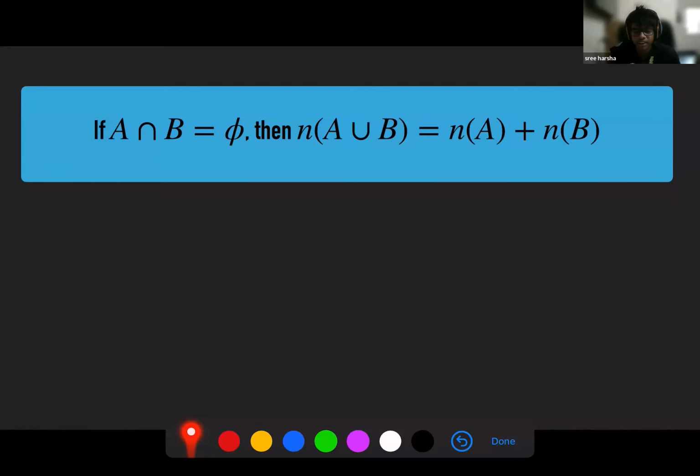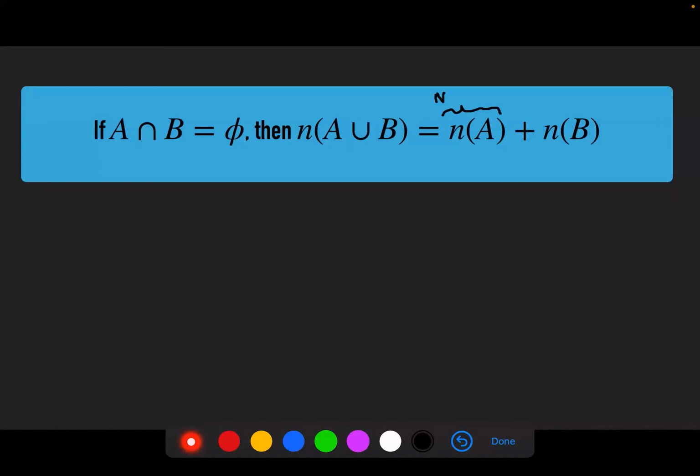Hey guys, A is a set, right? It will have some elements. B is a set, which will have some elements. So when you write n of A, it is just counting the number of elements in that set. That is the symbol used: number of elements in set A. N of B means number of elements in set B. N of A union B means number of elements in the union set.